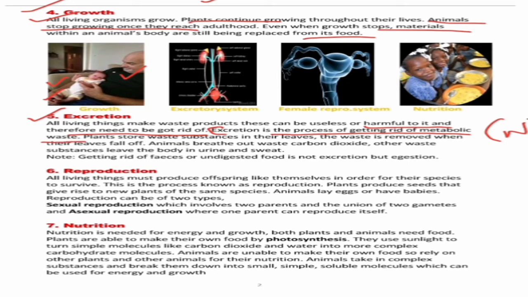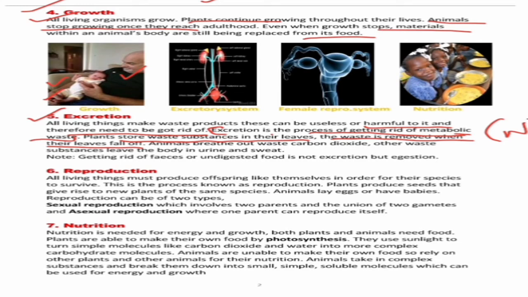So what happens in plants? Plants store this waste in their leaves and the waste is removed when they shed their leaves. So please remember this statement. What is excretion? Excretion is the process of getting rid of metabolic waste. How do plants remove the waste? They store the waste in their leaves and that is removed when their leaves fall off.